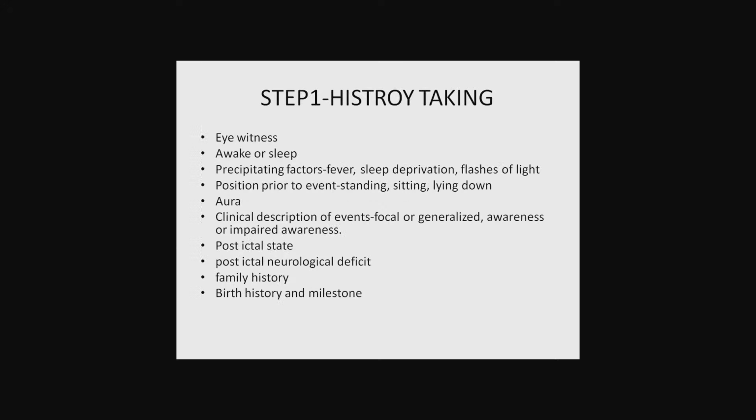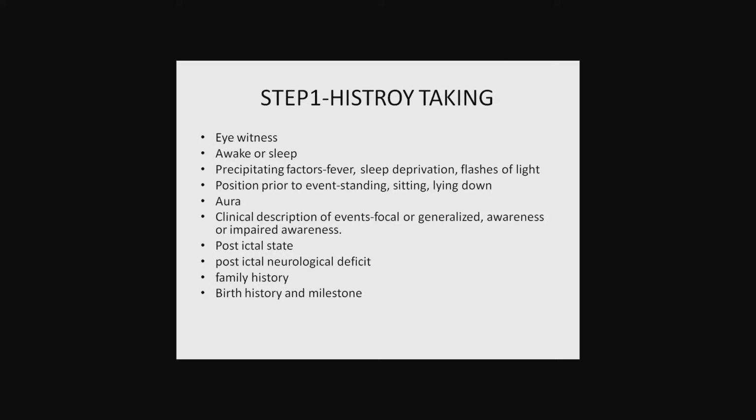So we'll go stepwise. First is history taking. History taking is very important. One has to take a history from a person who has witnessed the clinical event. We have to ask whether the seizures occur in sleep or in the awake state, because certain seizures occur in sleep, like Rolandic seizure, and certain seizures occur when the patient is awake, like idiopathic generalized epilepsy with myoclonic jerks, like juvenile myoclonic epilepsy. So these seizures occur during the awake state.